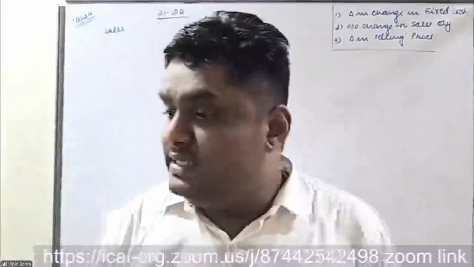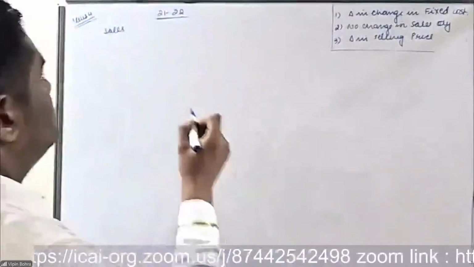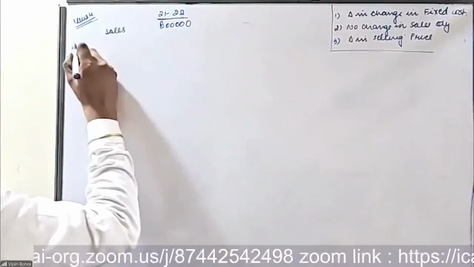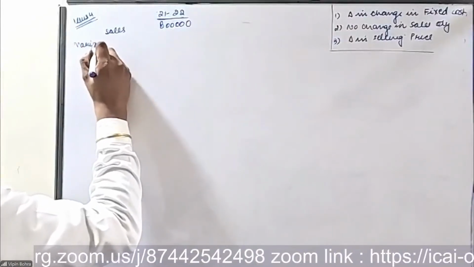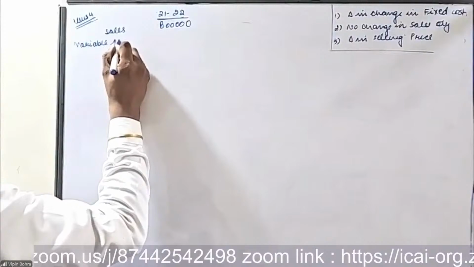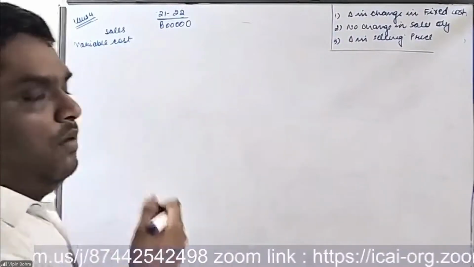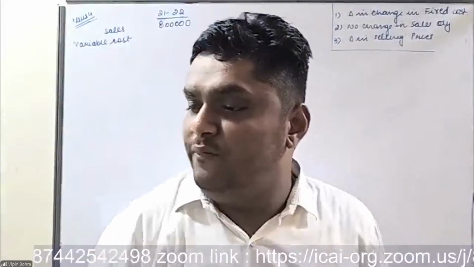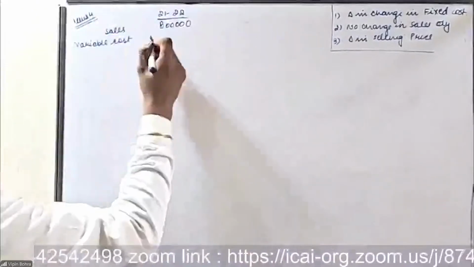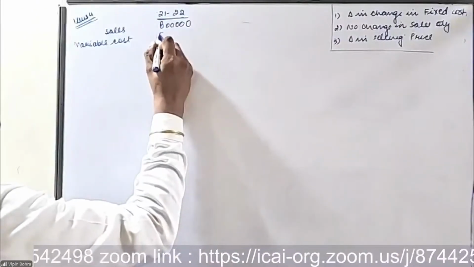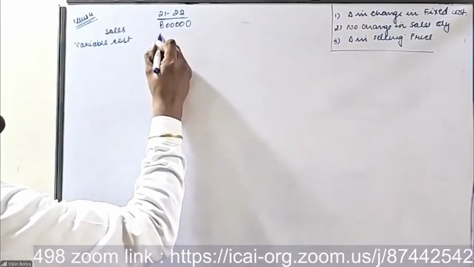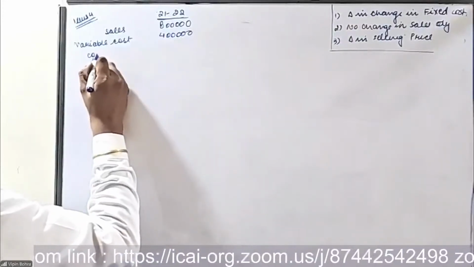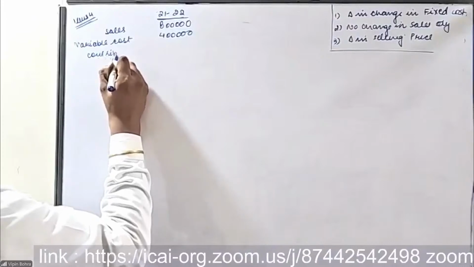Here the sales is given, that is 8 lakh rupees. Variable cost will be 50% since the PV ratio is 50%. So this will be 4 lakh. Therefore, my contribution will also be 4 lakh.